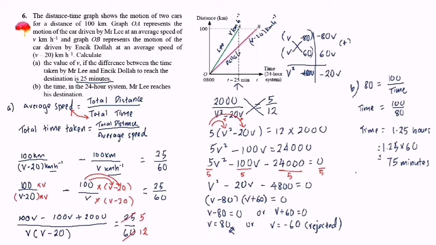75 minutes actually is 1 hour 15 minutes. If we want to write the time in 24-hour system, 0800 plus 1 hour 15 minutes, we can have 0915. So the answer is 0915 hours.